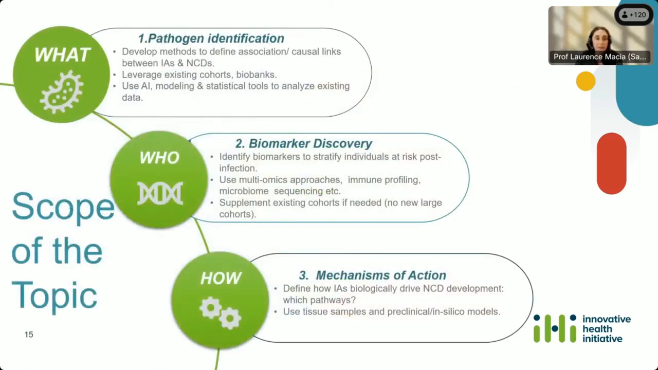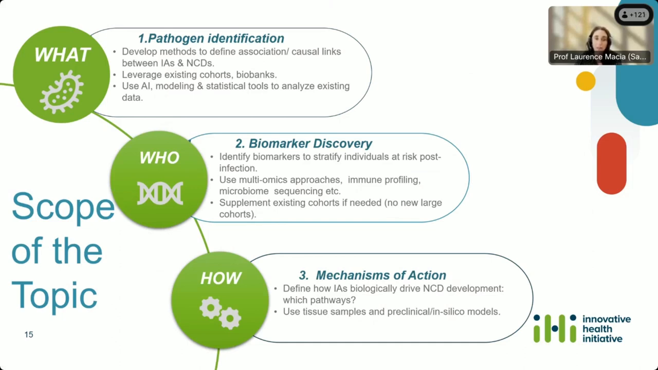Next slide, thank you. So what is in the scope of this topic? We have three main areas of interest, and the first one, as I said, is identifying the pathogen. So we are expecting to have access to very good methods to really identify an association, and even better a causal link, between an infectious agent and non-communicable disease.